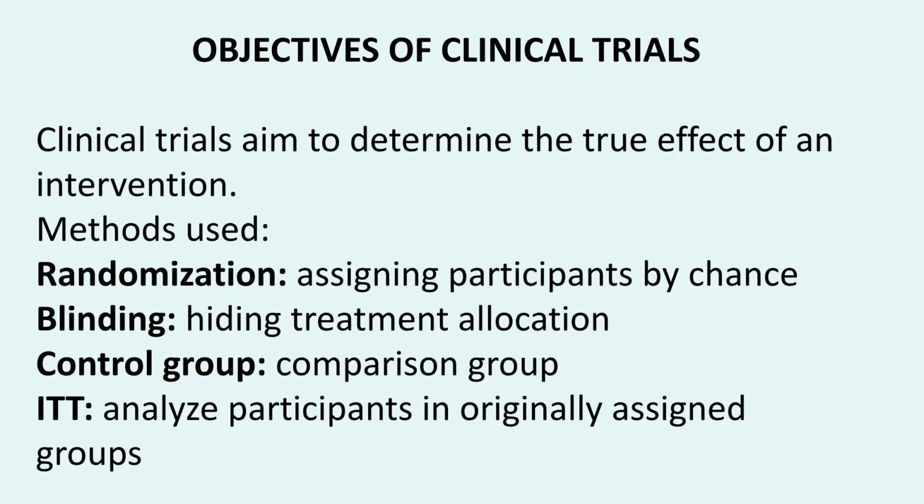Key methods include randomization, assigning participants by chance; blinding, hiding treatment allocation, which we have single blind, where only the patient doesn't know which treatment they're receiving; double blind, in which both patient and clinician are unaware of treatment assignments; and open label, meaning all participants know what is being administered. Using a control group for comparison, which in the next slides we will tackle more of this, and ITT, or intent to treat, analyzing participants based on their original assignment.